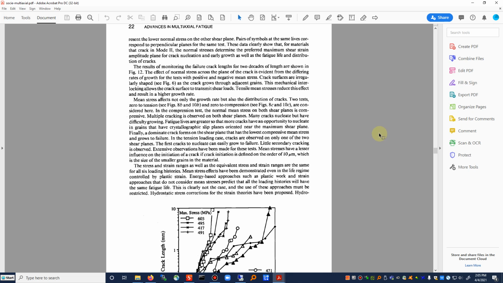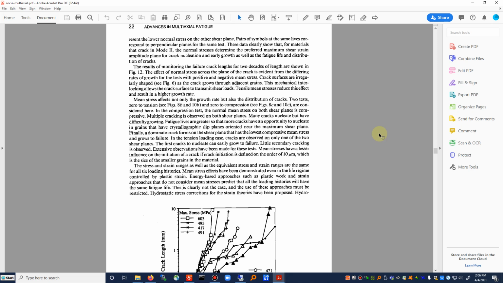Mean stress affects not only the growth rate of the cracks, but also the distribution of cracks. Two tests, 0 to tension and 0 to compression, are considered here. In the compression test, the normal mean stress on both shear planes is compressive. Multiple cracking is observed on both shear planes. Many cracks nucleate but have difficulty growing. Fatigue lives are greater, so that more cracks have an opportunity to nucleate in grains that have crystallographic slip planes oriented near the maximum shear plane. Finally, a dominant crack forms on the shear plane that has the lowest compressive mean stress and grows to failure.